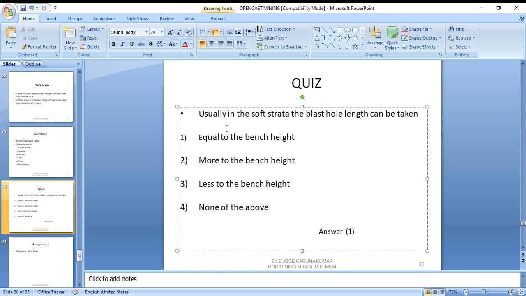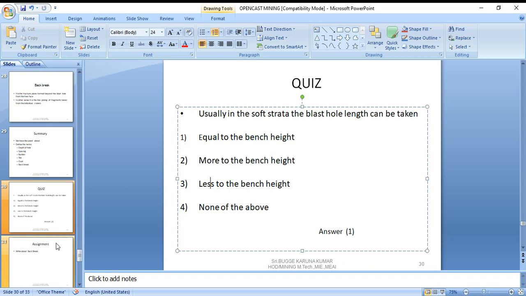So that means for soft rock you go equal to the bench height. For hard rock you go more than the bench height. If less than the bench height, toe formation happens. So as far as the present statement is concerned, usually in soft strata the blast hole length can be taken equal to the bench height, which is the first answer.